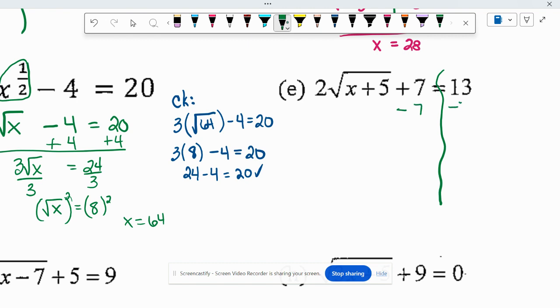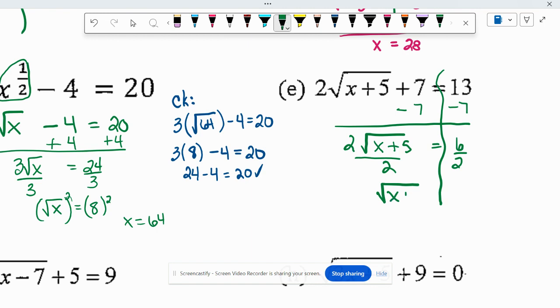Subtract 7 from both sides. So when I subtract 7 from both sides, I have 2 times the square root of x plus 5 equals, let's see, 13 minus 7 is 6. Now what do you want to do? Divide both sides by 2. Excellent. So that's the square root of x plus 5 equals 3, because 6 divided by 2 is 3.